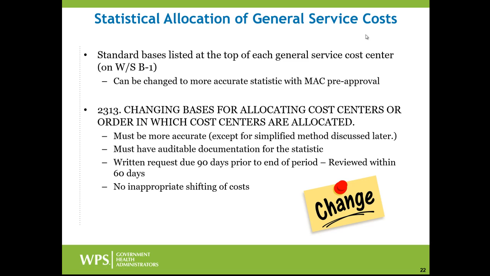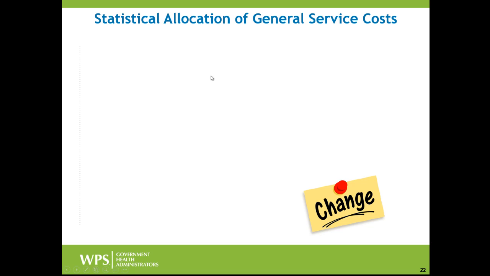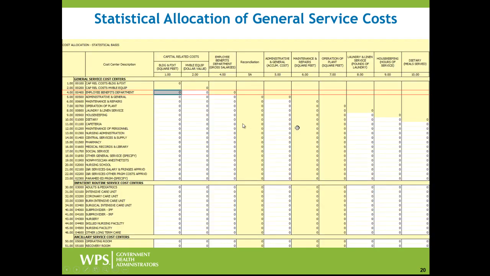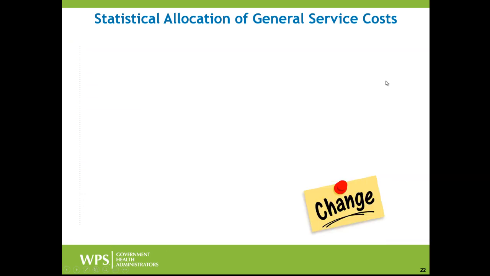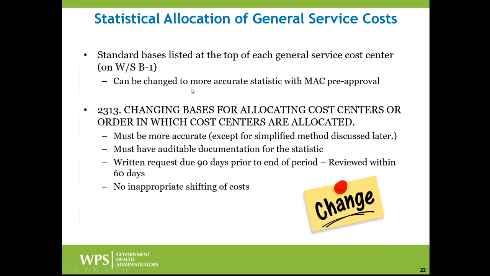Now we're on to the next topic: the statistical allocation of general service costs and how to request different statistical bases. So at the very top of a blank cost report, if you look on worksheet B-1, as we just did a little bit ago, these are the standard statistics. These are the default statistics. And if a provider wants to change those, they can do so if they believe it's more accurate, but they have to have MAC pre-approval.